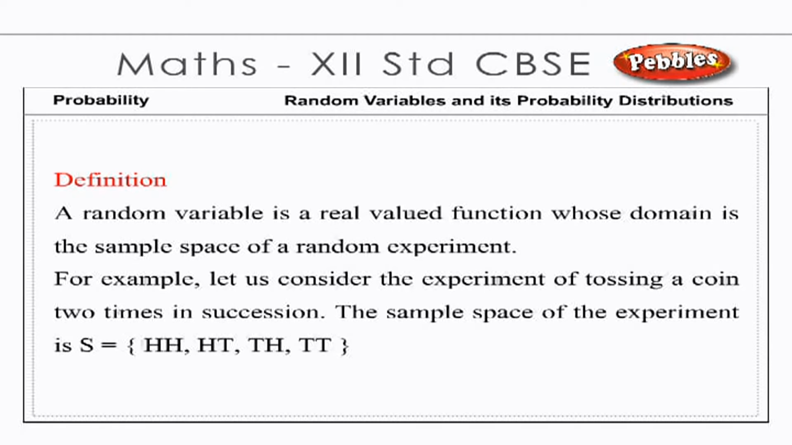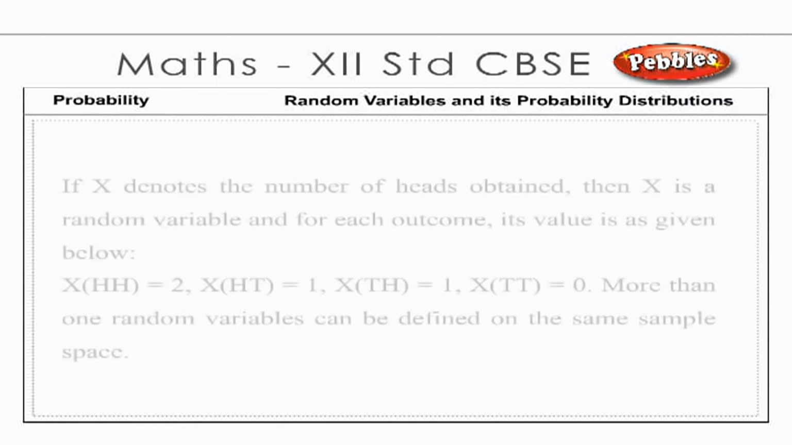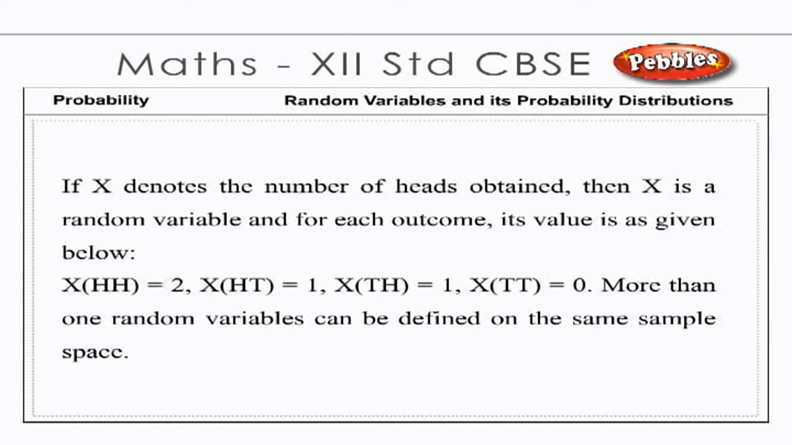For example, let us consider the experiment of tossing a coin 2 times in succession. The sample space of the experiment is S equal to {HH, HT, TH, TT}. If X denotes the number of heads obtained, then X is a random variable, and for each outcome, its value is as given below. X of HH equal to 2, X of HT equal to 1, X of TH equal to 1, X of TT equal to 0.